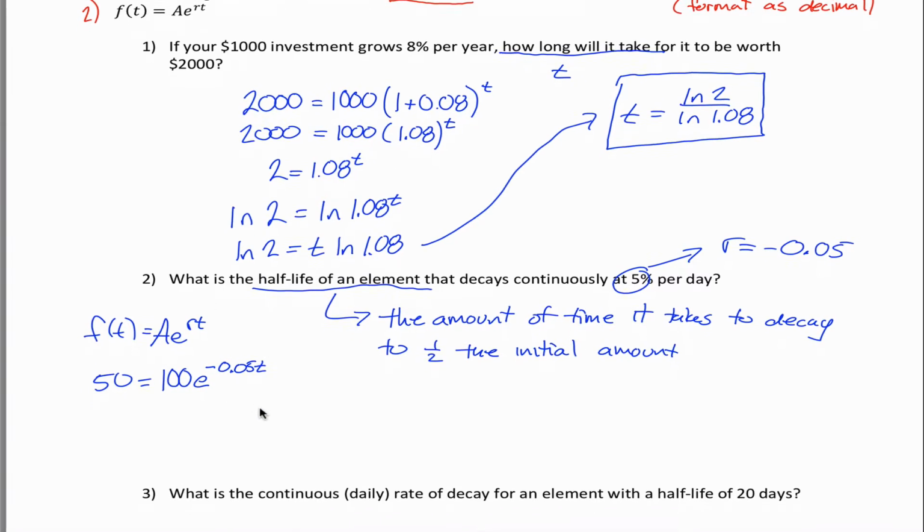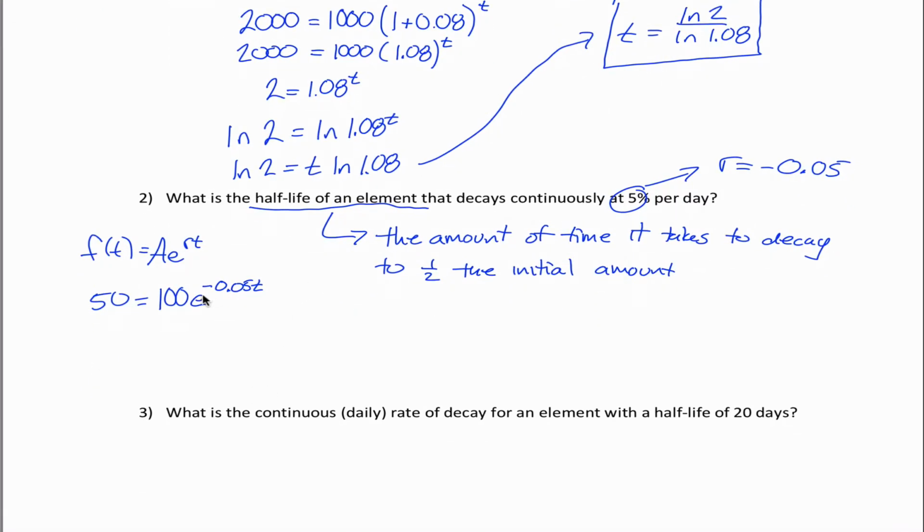You want to solve for t, so you're going to take a log of both sides. I'd recommend the natural log because the base is e here. But before you do this, you want to deal with this 100. So maybe I divide both sides of the equation by 100. And note that I'll get a 1/2 over here, e to the negative 0.05 t.